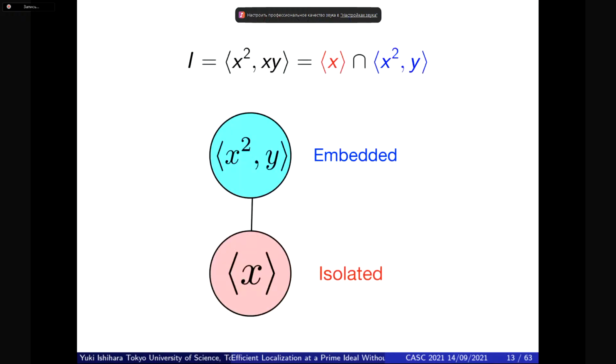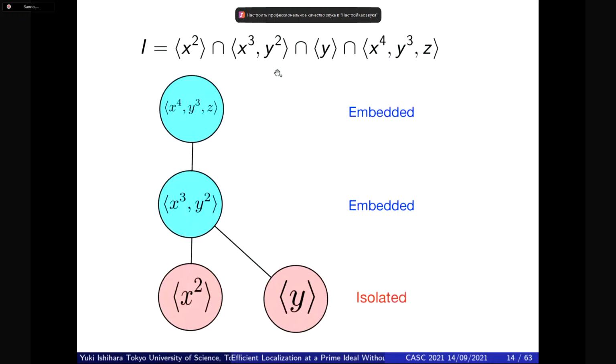We also write the picture of prime divisors as a graph like this. x is included in x squared y as a set inclusion, so we can write a graph like this. x is isolated and x squared y is embedded. In another case, if I is like this, then x squared and y is the isolated primary divisor, isolated primary component, and the others are embedded.